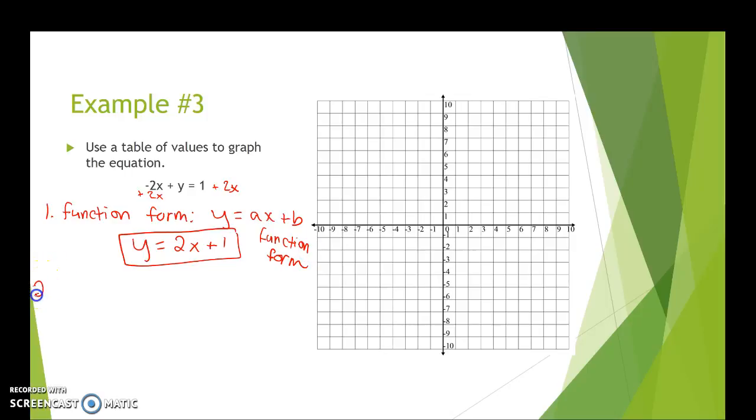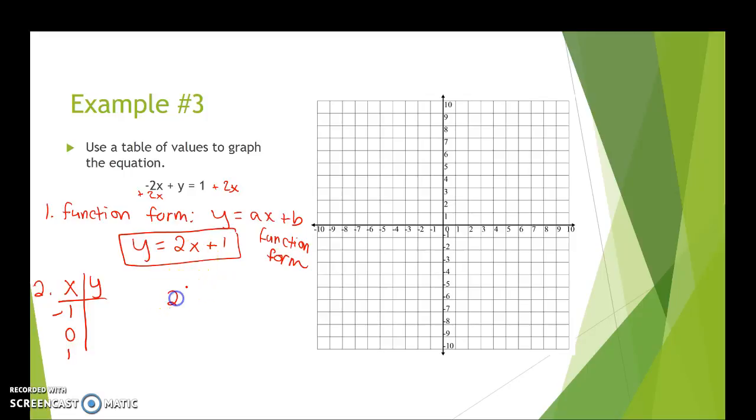My next step, I need to pick values for x and plug them into the function form to find my y value. So again, maybe I want to choose a negative. I could choose negative 1, 0, and 1. So I'll plug those values into this x here.